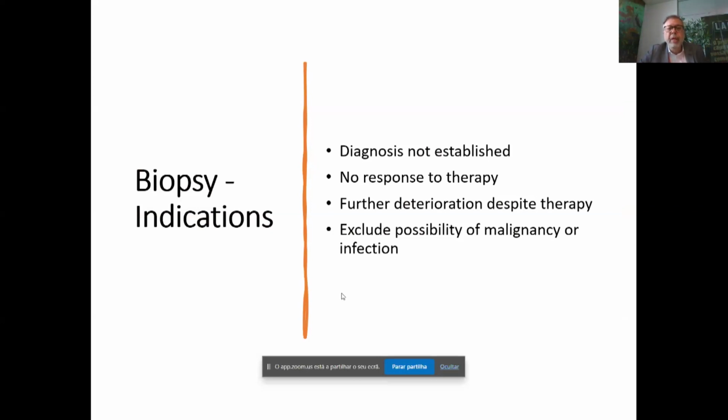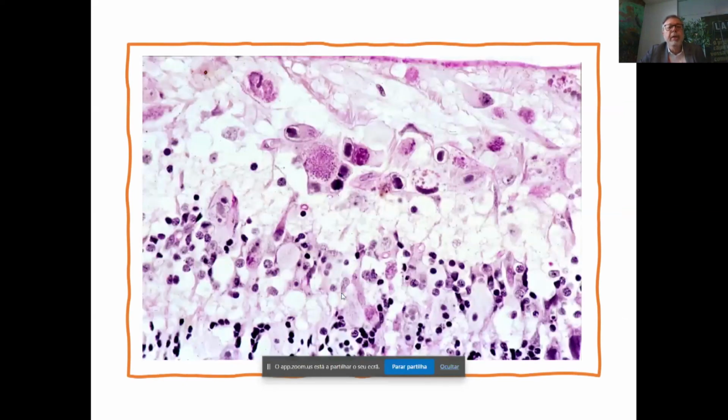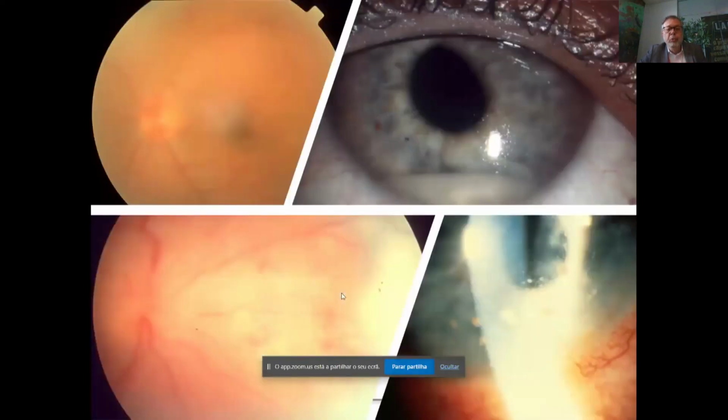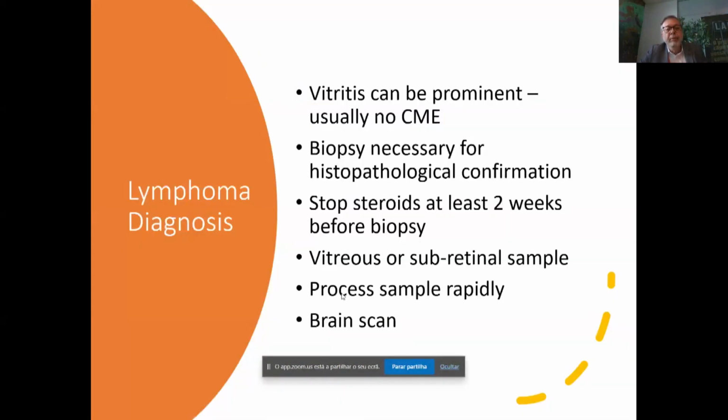So if the diagnosis is not established, there's no response to treatment, there's further deterioration despite therapy, or you need to exclude the possibility of malignancy or infection. This is a case which could be a viral retinitis. The biopsy showed it to be toxoplasma-related retinitis. So this is the one we always worry about, which is lymphoma, with its various different presentations, and this is the one where biopsy is necessary for the diagnosis.